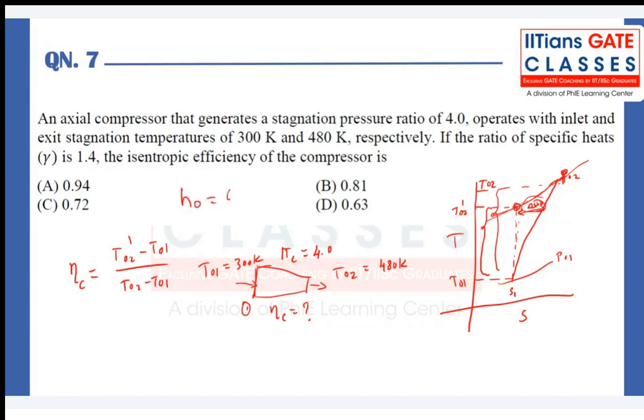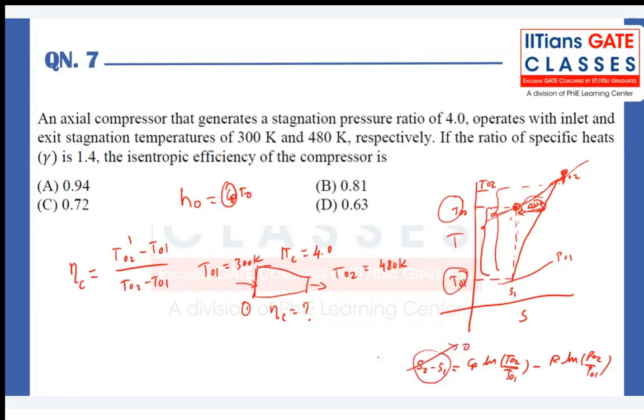So I can take this Cp out, so I can cancel it out. So I can just represent in terms of temperature difference, right? So now, since this T02 dash and T01 both fall on a constant entropy line, if I use this S2 minus S1 relation, which is equal to Cp times ln of T02 by T01 minus R ln of P02 by P01, I can write S2 minus S1 to be 0, no change in entropy.